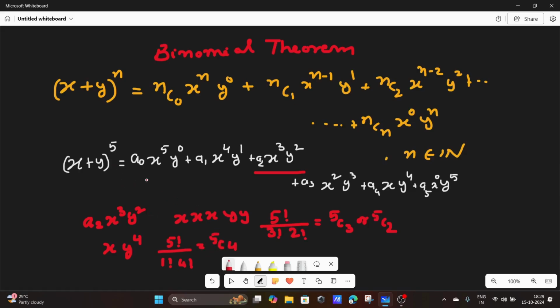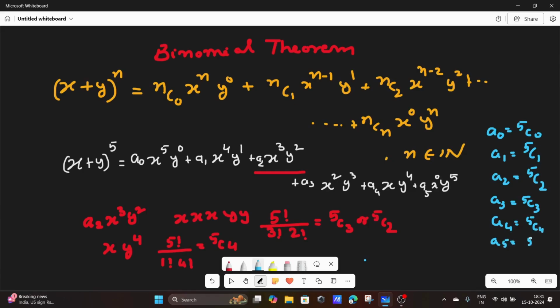So now we will replace all these values. Here I will write all a1, a2 and so on. a0 you can write as 5C0, actually a0 is 1. a1 is 5C1, a2 is 5C2, a3 is 5C3, a4 is 5C4, and a5 again is 1, which is 5C5. Now you replace these values in place of a0, a1 and so on, then you will get the binomial theorem.